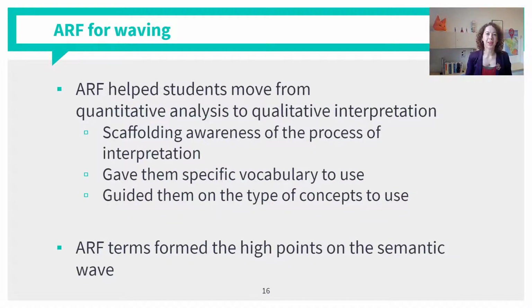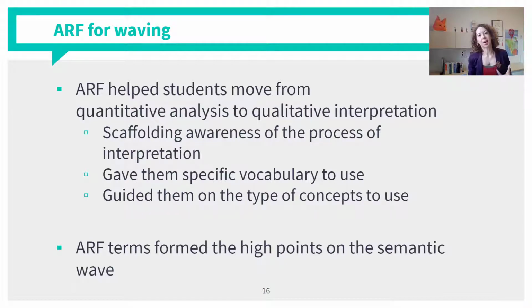So overall, we found that the academic register framework helps students move from that quantitative analysis in their findings, in their results and methods, counting the language features and quantifying them, to a qualitative interpretation, understanding the context and those variables overall. So partly this was through scaffolding awareness of the process of interpretation, how language features can map to variables and so on. It also gave them the specific vocabulary to use in their texts, and we told them they didn't need to cite the register framework this time.